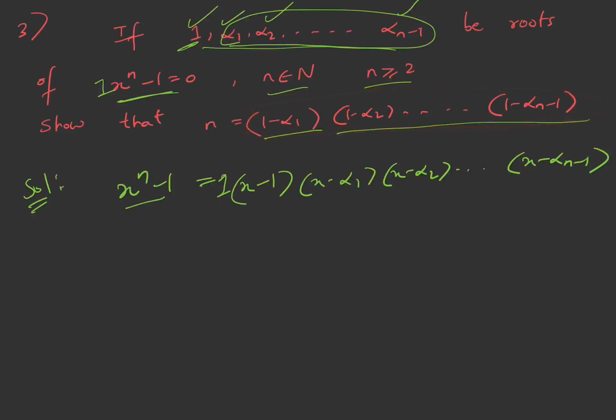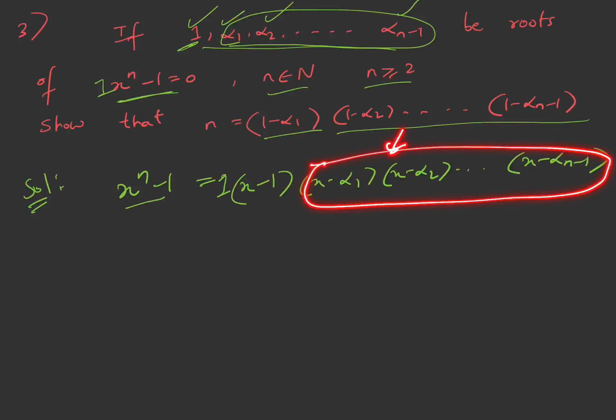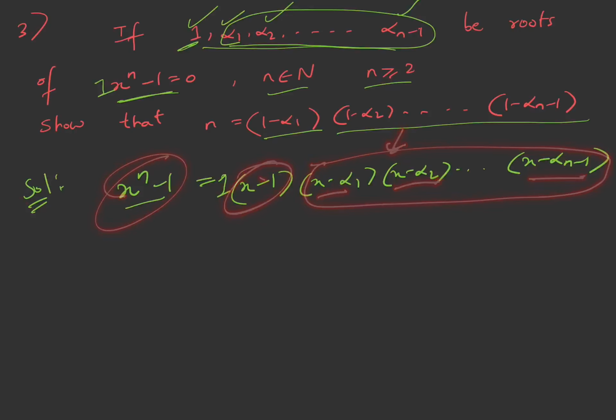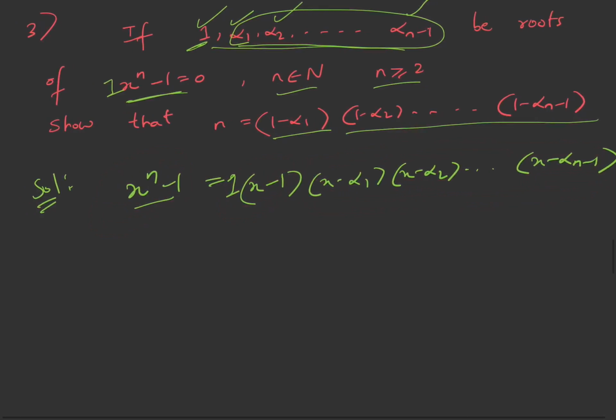So you see that if I put x is equal to 1, then the entire expression will be generated here, right? 1 minus alpha 1, 1 minus alpha 2, and so on up to 1 minus alpha n minus 1. This is fine. But this is becoming 0 and this is becoming 0. So if you put x is equal to 1 directly in this equation, you would simply get 0 is equal to 0. That will be of no use, right?